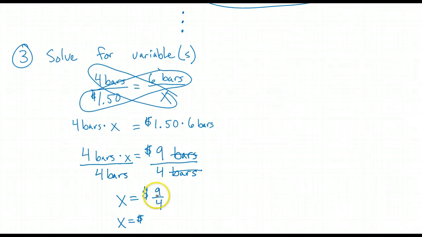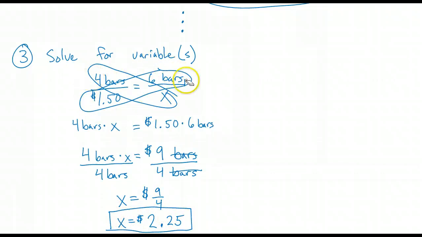4 goes into 9 2 times, and I'm left with 1 remainder. So I'm left with 1/4. 1/4 as a decimal is 0.25. In a problem like this, the answer is important, but the most important part is really setting up the proportion correctly and consistently.